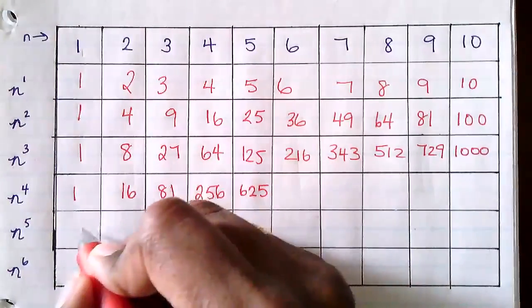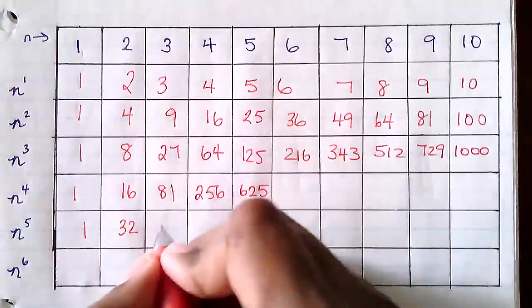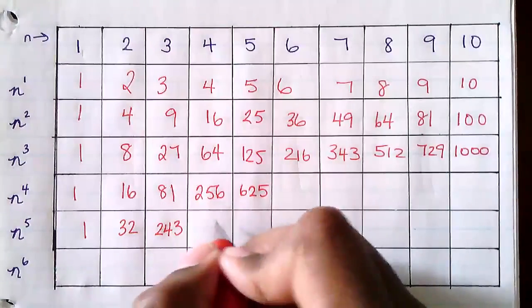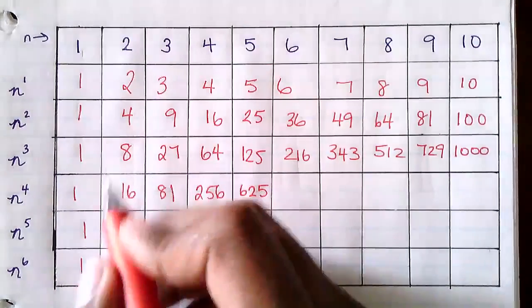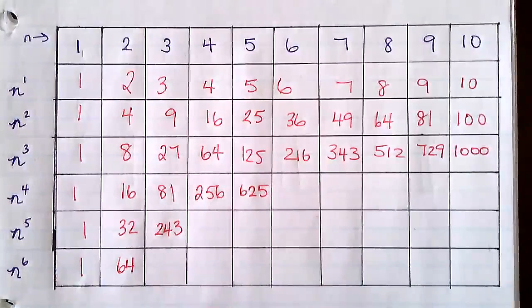So 1 to the power of 5 is just 1. 2 to the 5 is 32. 3 to the 5, yeah, that one might show up, 243. Don't worry about 4 to the power of 5. And then to the power of 6, 1 to the power of 6, 2 to the 6 is 64. And that's all you need to know for to the power of 6.